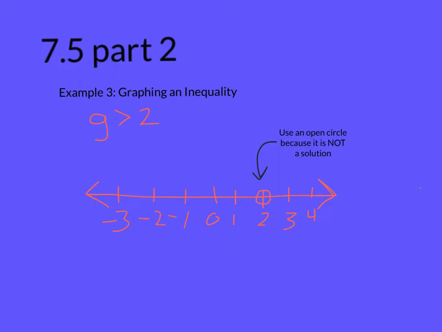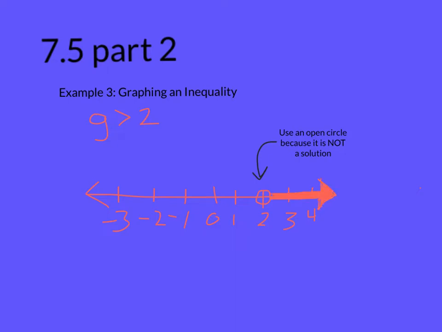So if I were to test a solution, I could just test it with -1. If I took -1 and filled it in and put it right here, is -1 greater than 2? No, it's not. So that's my test. If I went on the other side of 2 and I said 4, is 4 greater than 2? Yeah, I mean, think of it like money. I'd rather have $4 than $2, so yeah, it's a greater number. So that's the way you actually do the graph, and the graph should look something like this.